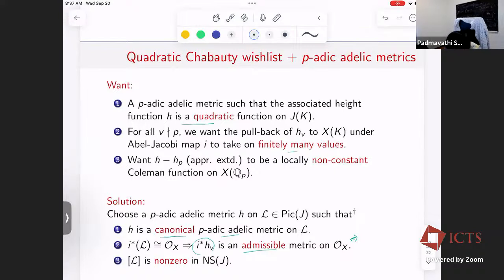the metric factors through the reduction graph of the curve. It does not care about what the point actually is. It just cares about which component the point specializes to in an integral model.